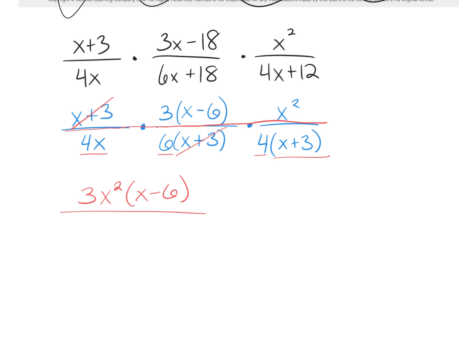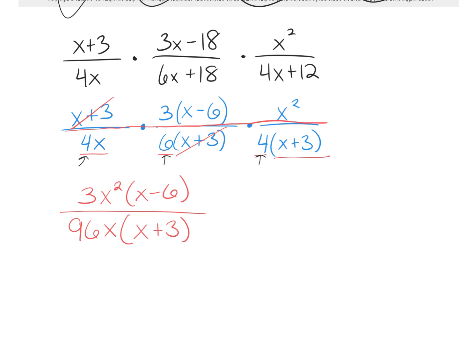What do you think we should do with all of these coefficients? We're going to multiply them together. So 4 times 6 times 4 gives you 96. We still have this x. Do you agree? Okay. What else do we have still? X plus 3.